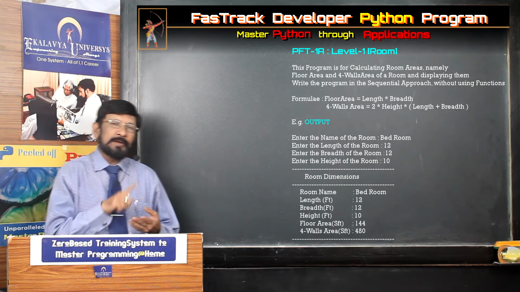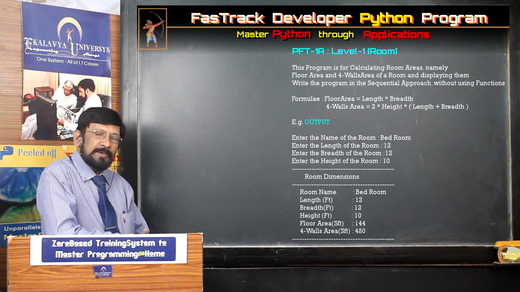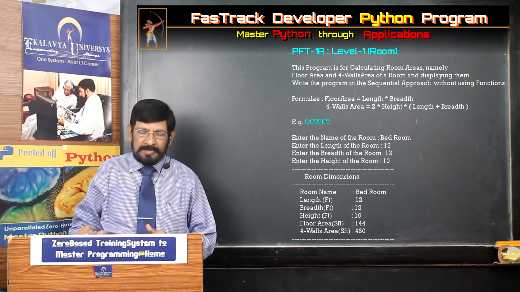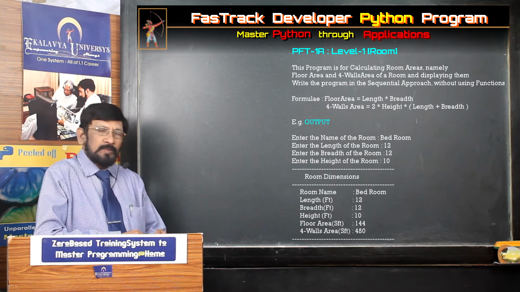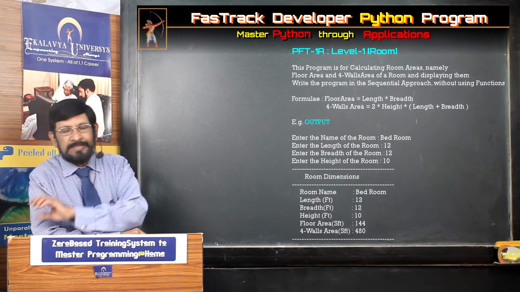Here, which values do we have to calculate? We have to calculate the floor area. For that purpose the formula is length into breadth. Thereafter, we have to calculate the four walls area of the room, that is 2 into height into length plus breadth.